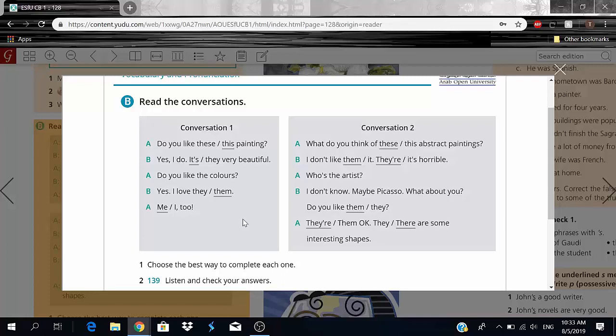Conversation 2. What do you think of these abstract paintings? I don't like them. They're horrible. Who's the artist? I don't know. Maybe Picasso? What about you? Do you like them? They're okay. There are some interesting shapes.